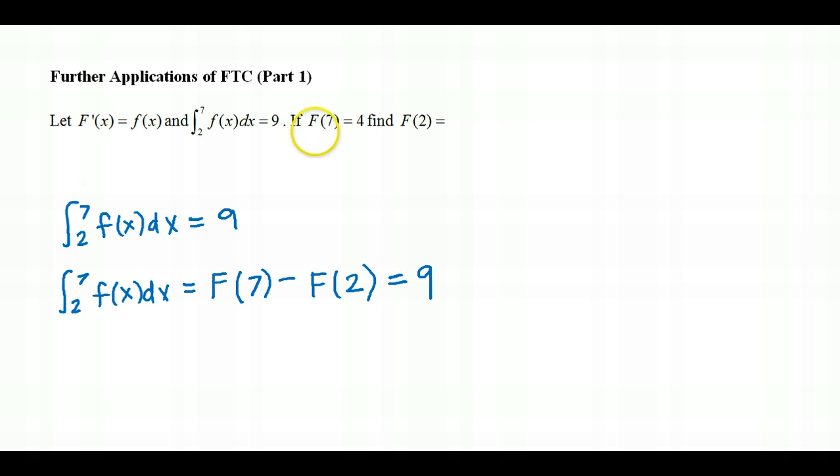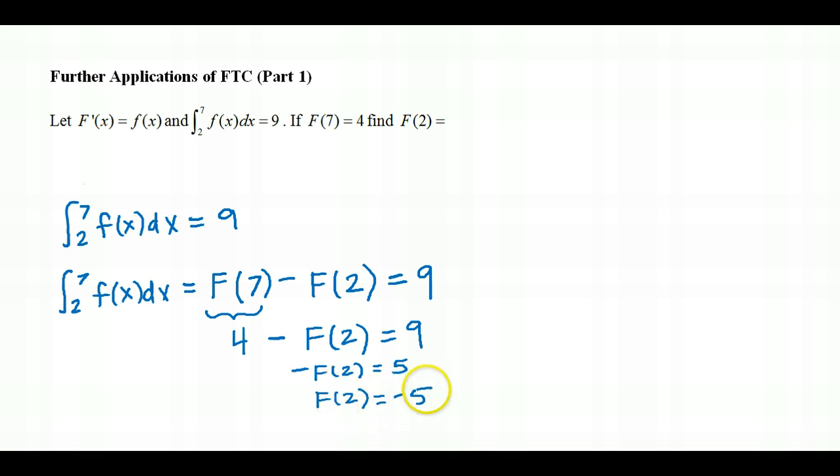But I've also been given that F of 7 is 4. So 4 minus F of 2 must equal 9. Now I'm just solving an algebraic equation. If I subtract 4 to the other side, I get negative F of 2 equals 5. Then I divide both sides by negative 1, so F of 2 equals negative 5. So the value of F of 2 that I'm searching for is negative 5.